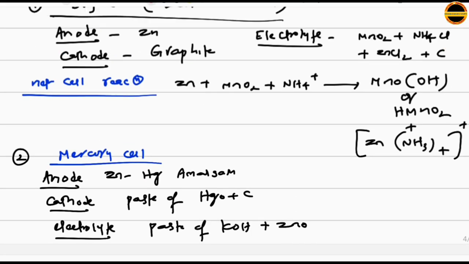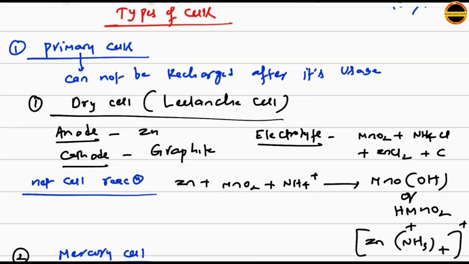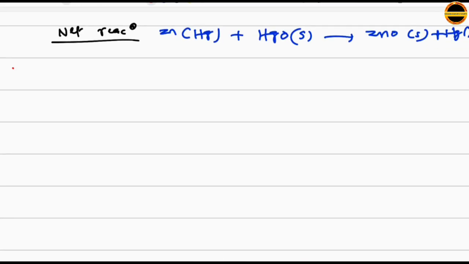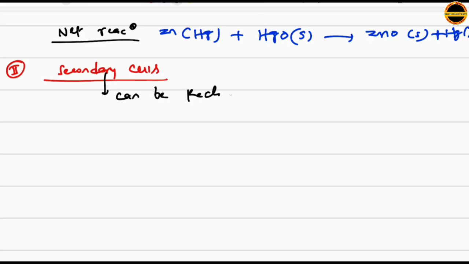Next, moving to secondary cells. I am writing here: primary cells, followed by secondary cells. Keep the heading. Secondary cells can be recharged after their usage. So the first example of a secondary cell is the lead acid battery. Lead acid battery is important.